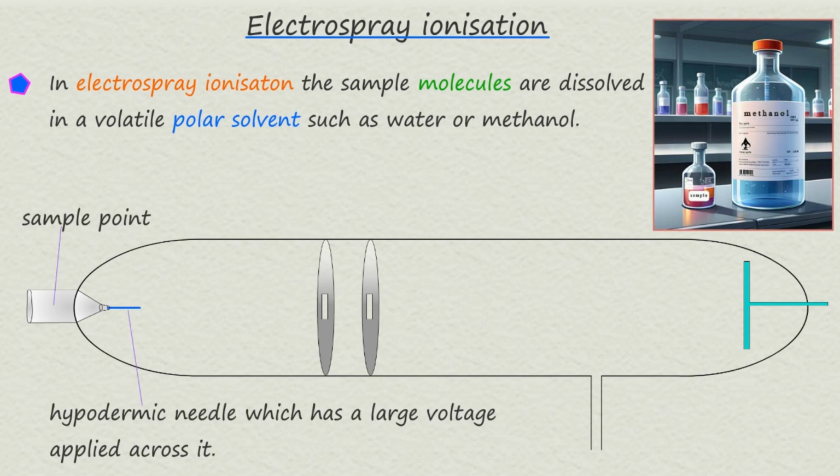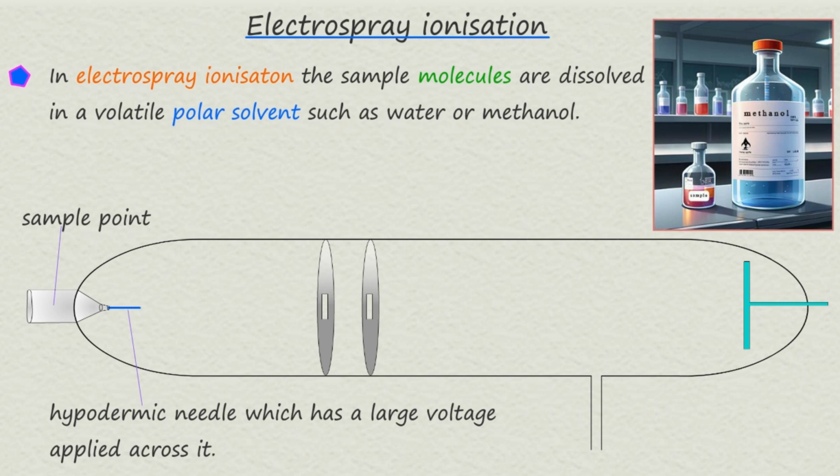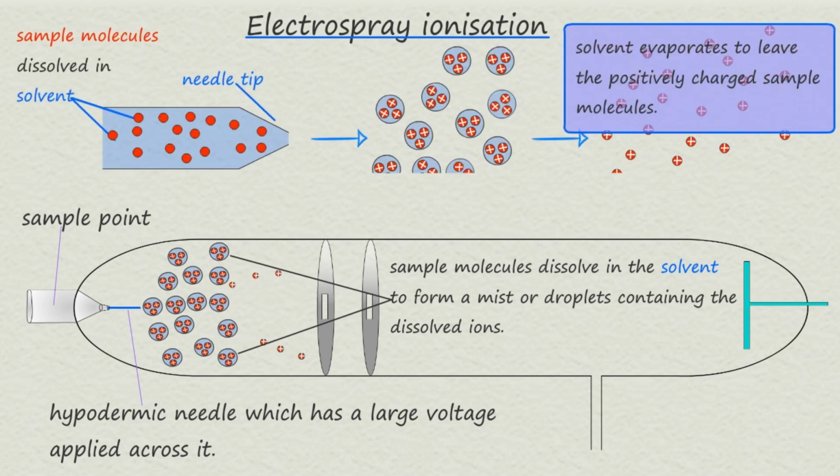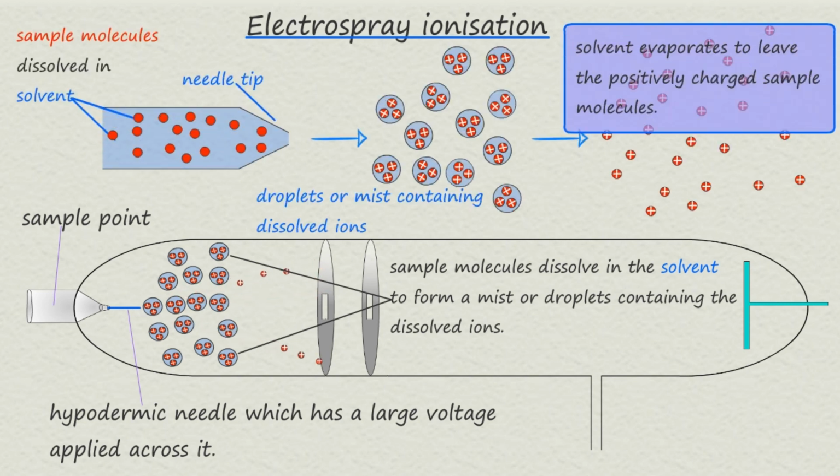Next, it is injected into the sample point under high pressure and through a very, very fine hypodermic needle which has a high voltage applied to it. This results in the sample being ionised and forming fine droplets or a mist containing the ionised sample molecules or atoms. The solvent, being volatile, then quickly evaporates, leaving behind the positively charged sample molecules. This is highlighted in the close-up image of the needle point.